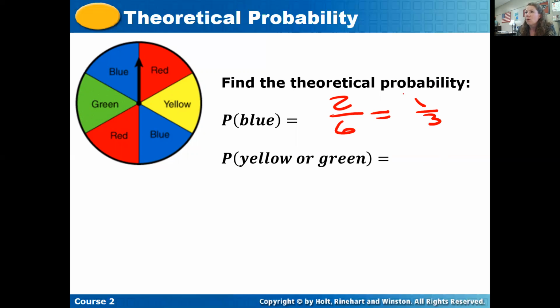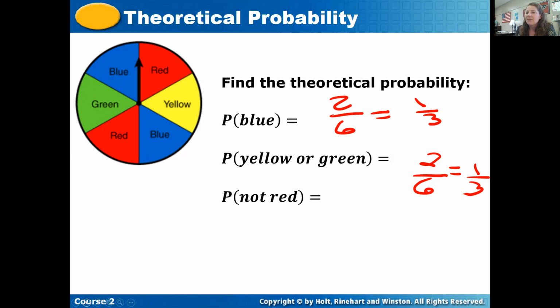All right, what about a yellow or green? Well, there's still 6 different sections. How many are yellow or green? Well, there are 2 sections that are green or yellow, which is still equal to 1/3. So every time I do that experiment 3 times, I would expect to get green or yellow 1 time.